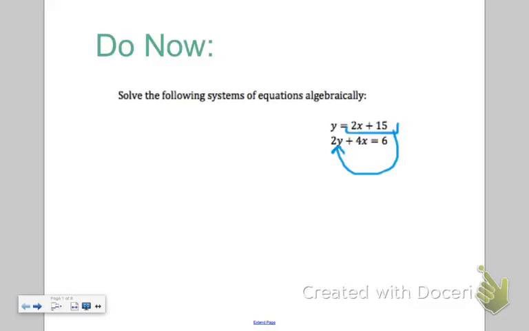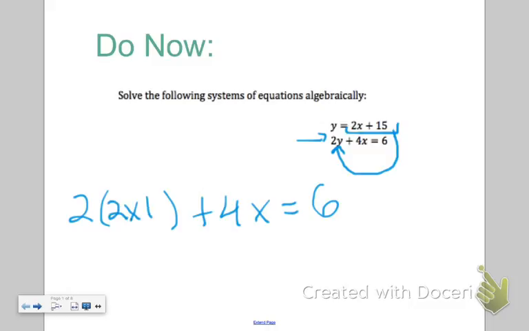As we went over in class, because we're substituting into the second equation, let's rewrite it with parentheses for y instead of writing the actual variable out. Now we're going to take 2x plus 15 and substitute it into our equation. So we have 2x plus 15 on the inside of the parentheses. As our first step in solving for the solution, we're going to solve for the variable x.